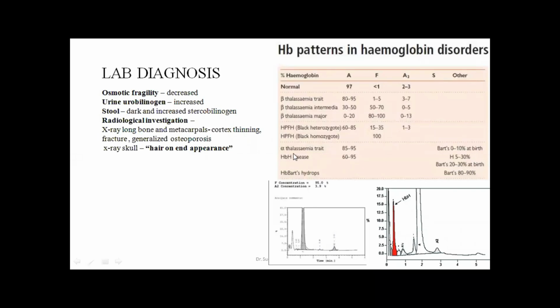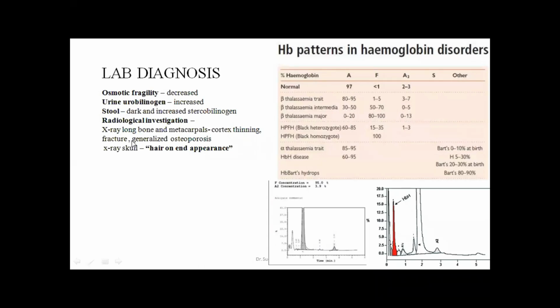In hydrops fetalis, that is alpha thalassemia at maximum manifestation, there is no synthesis of alpha chains, and this will have Bart's hemoglobin of 80 to 90%, and it usually causes death in utero. Apart from that, if you look at the radiological investigation, this is all related to hemolysis.